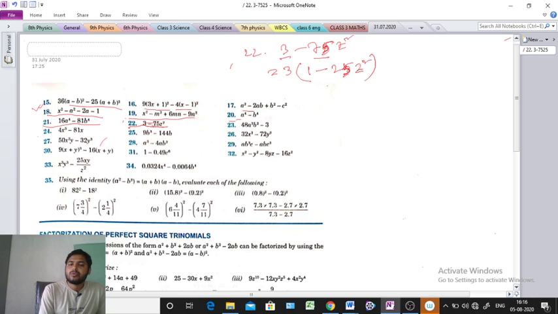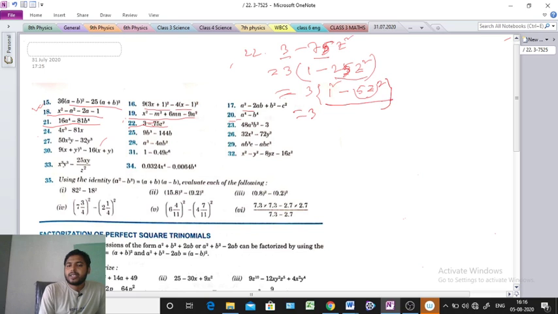Clear or not, sir? Next, after that we can write 1 as 1 square, minus 25 z square. We can write that as 5z whole square. Clear? Yes, 25 z square: 25 is 5 square, and z square was there, so that's why 5z whole square. Okay, so now 3, keep it like that.